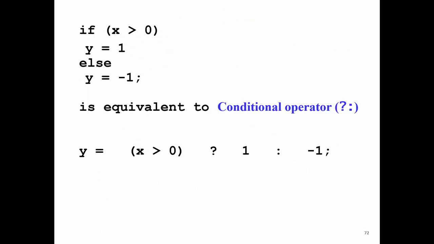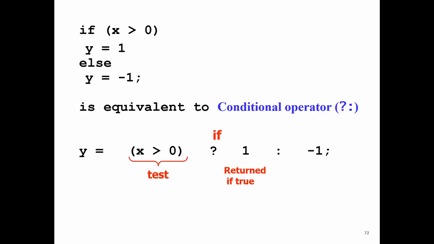This is an example where 4 lines of code can be written as one line of code. If x is greater than 0, you assign 1 to y, else you assign minus 1 to y. You can combine all these statements into one statement using conditional operators. You say y is equal, and then you ask the question: if x is greater than 0 and that's true, you return 1, else you return minus 1. Any question?